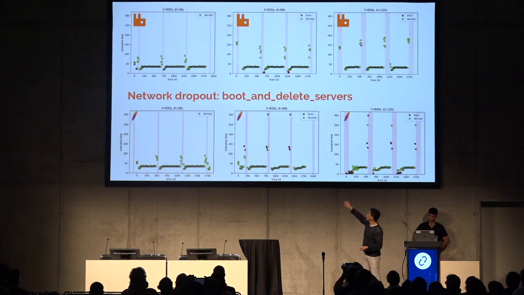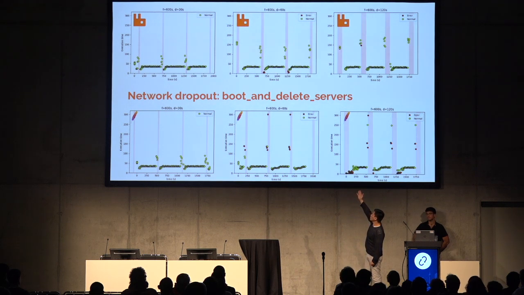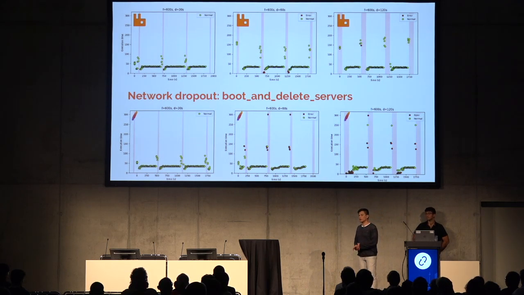We can see the clear bars corresponding to the dropouts. On top, we can observe the results of RabbitMQ, and below the results of QDR for the case of boot and delete servers. However, we can identify three kinds of errors, mostly on this side for QDR.